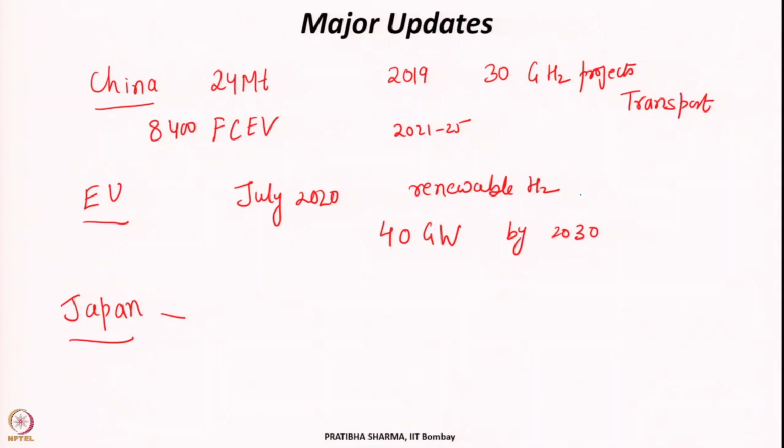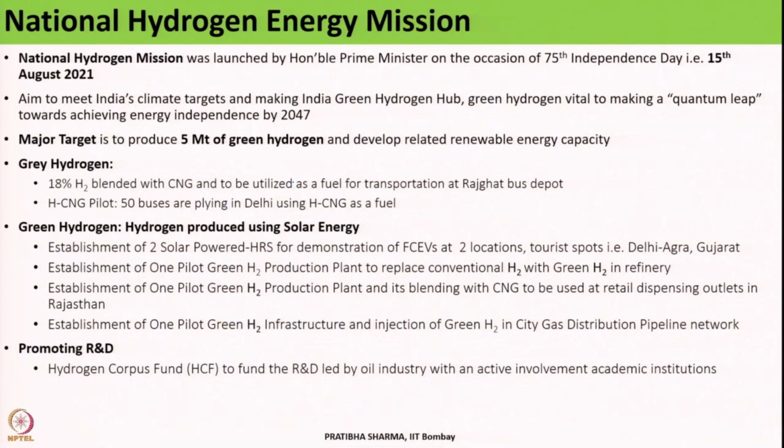China is the major one. China is using hydrogen fuel or hydrogen gas in their industries. China is the number one user and producer of hydrogen throughout the globe. Okay, China, Japan, European Union.